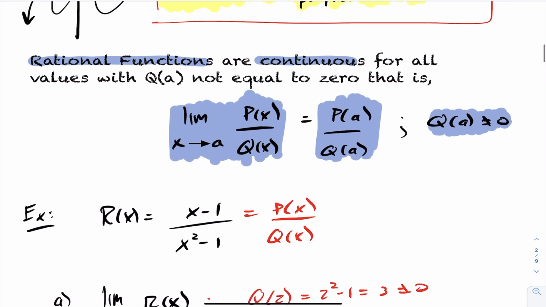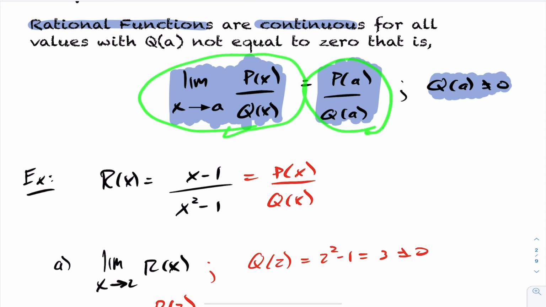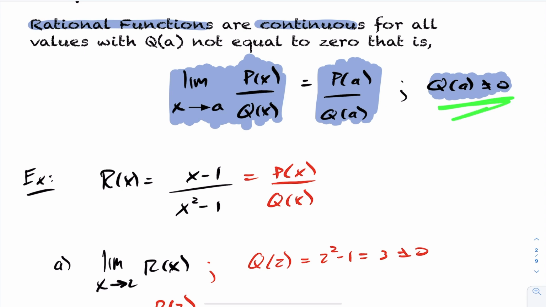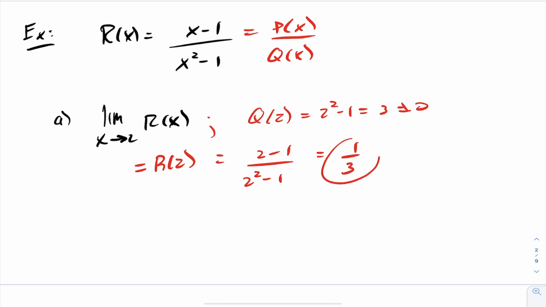Because, again, just to remind you, if you take a look at our definition, the limit as x goes to a of p at x over q at x is equal to p at a over q at a as long as that bottom is not 0. Well, I've just verified here the bottom is not 0, so this will just be r at 2, which in this case is 2 minus 1 over 2 squared minus 1, which is a third.